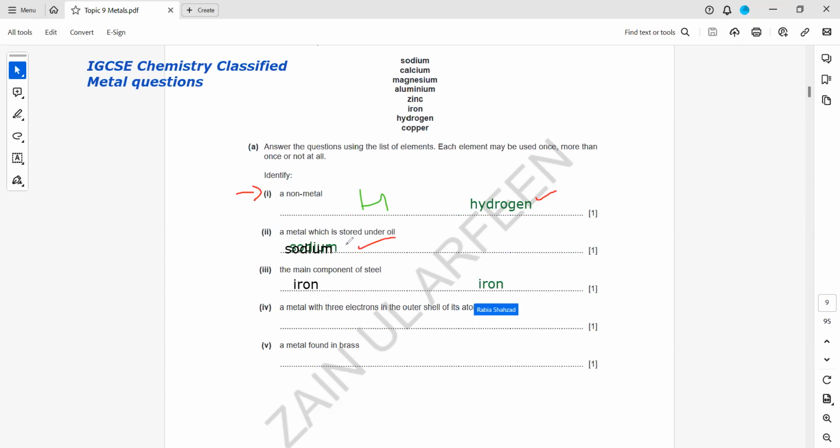The main component of steel, which contains iron, carbon, and in stainless steel, nickel and chromium are also there. But the main component, the base, is the iron. A metal with 3 electrons in the outer shell. So which metal? It means a group 3 metal they're asking. So in that case, we will have aluminium.